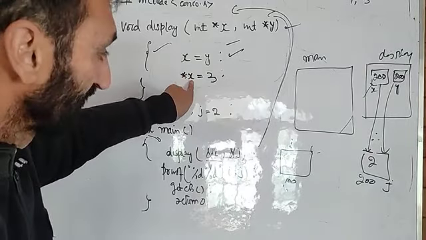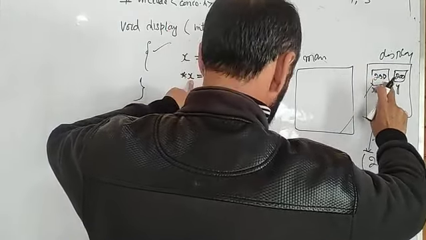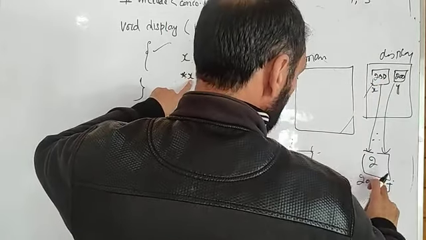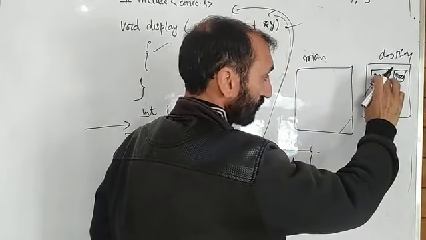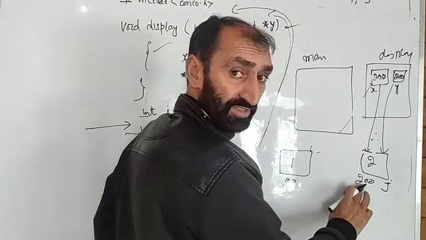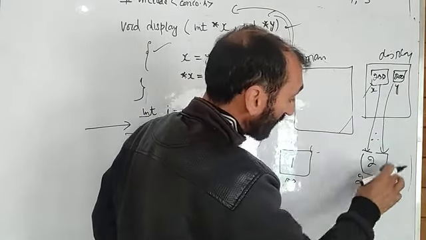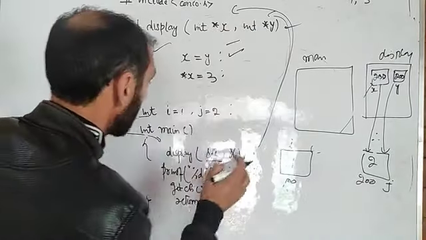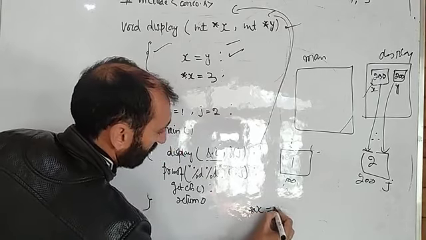Value at x. What is the value of x? 200. x is the address 200, which is the address of j. That means value at j. So asterisk x equal to 3.